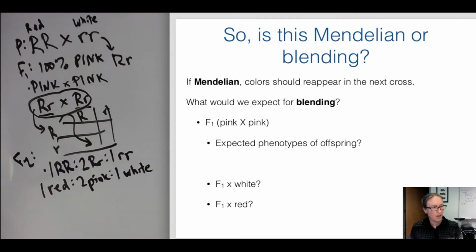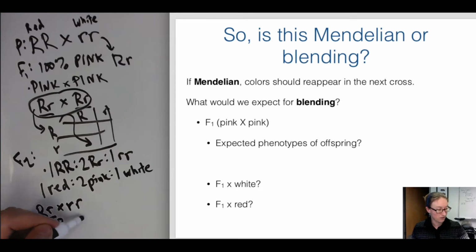Okay? And we can also do something similar if we think about crossing one of these F1 individuals with a white snapdragon or an F1 with a red snapdragon, right? So if we crossed big R little r with little r little r, then the first individual could produce two different types of gametes, right? Big R or little r.